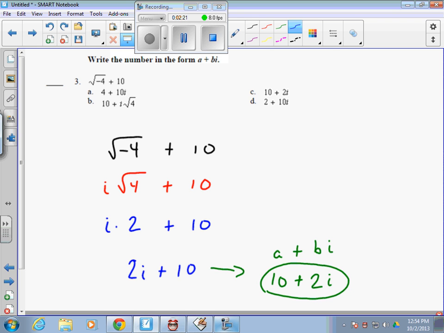And if you write it, just changing the order, i times 2 and changing it to 2 times i, plus 10. If you write it in a plus b times i, or the thing that's multiplying times i, putting it second, it would be 10 plus 2 times i. 10 plus 2i, C.